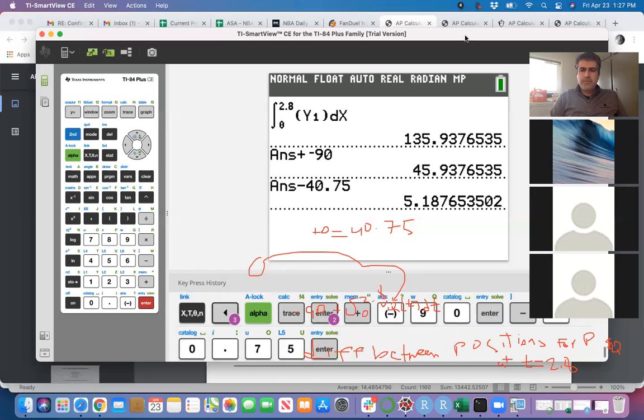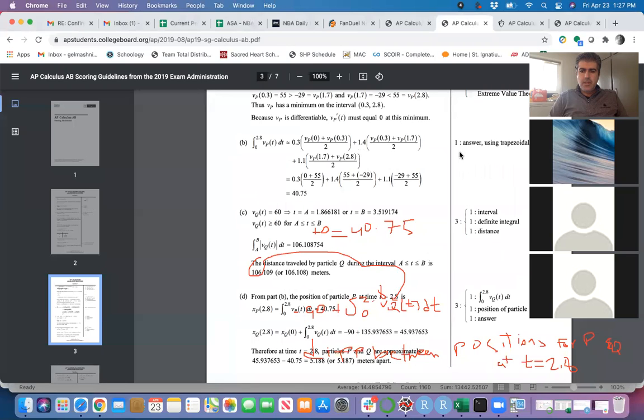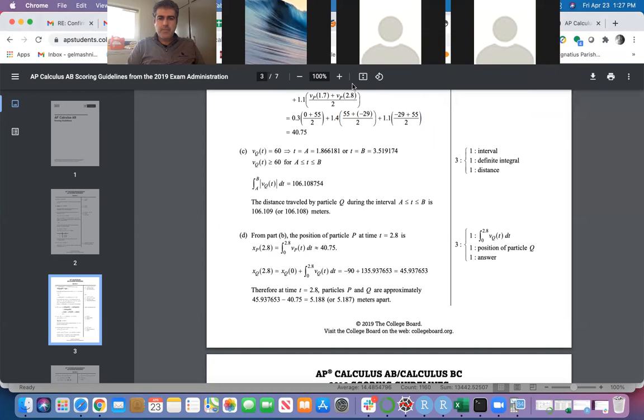So, looking at the solution key, you have a point for the integral, a point for the position of particle Q, which you know is negative 90, and then using that, and then of course 1 point for the answer. That's how you divvy up those points.